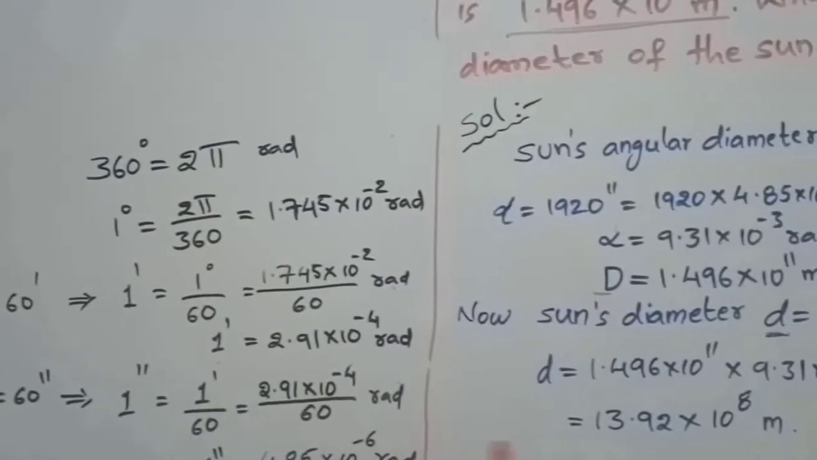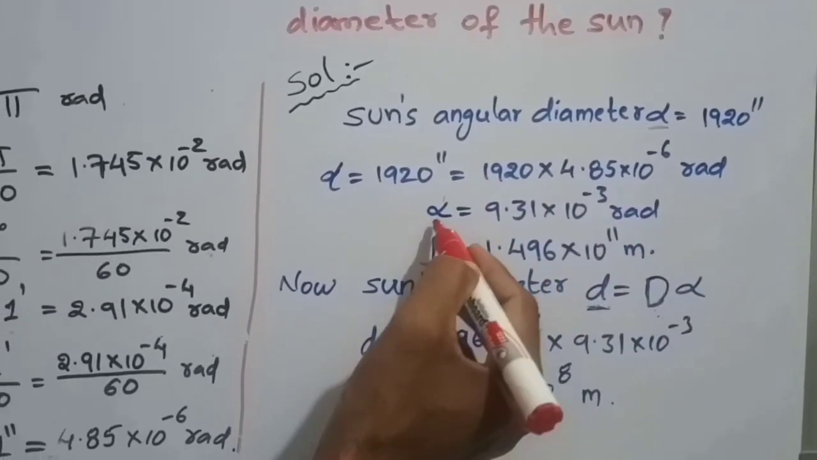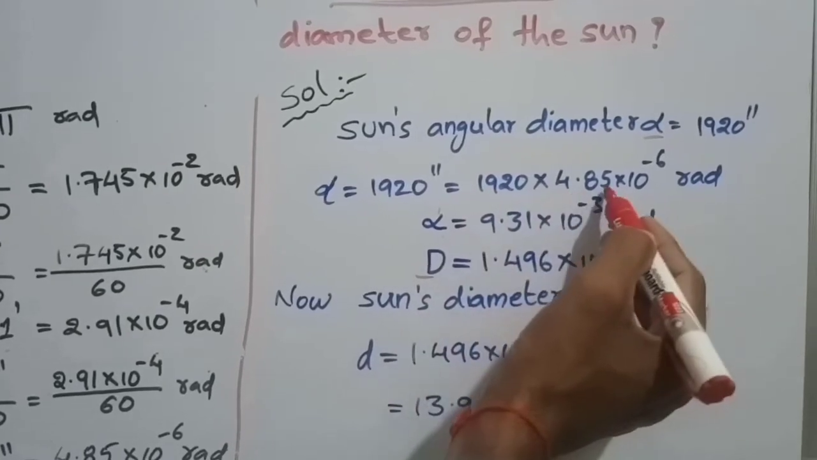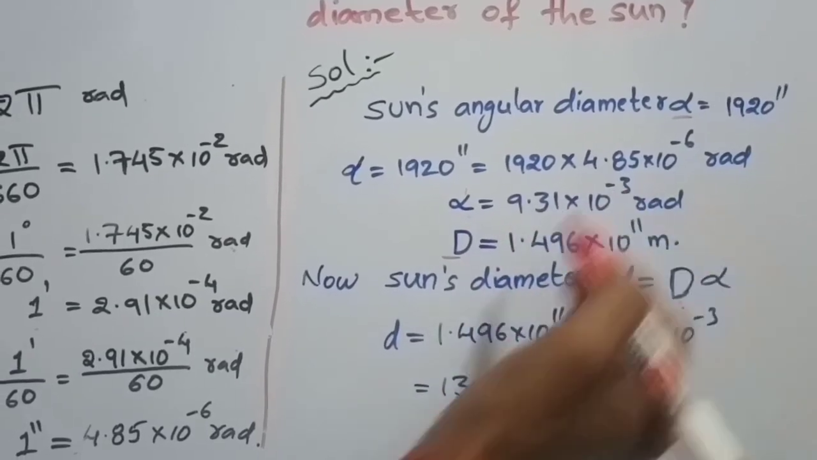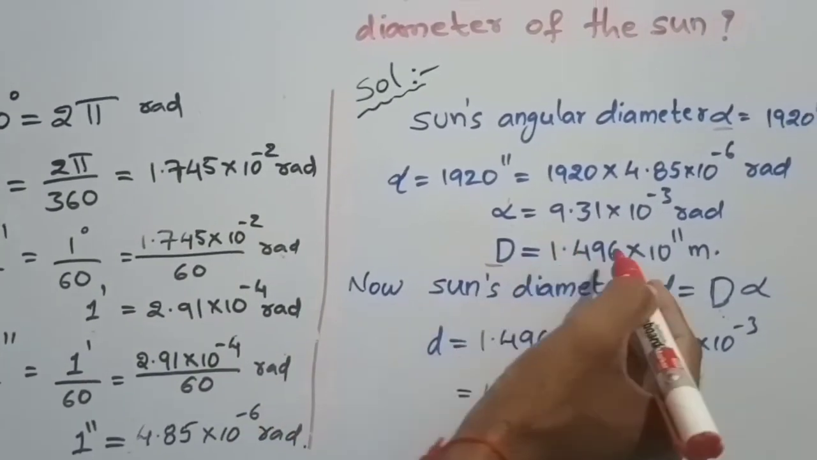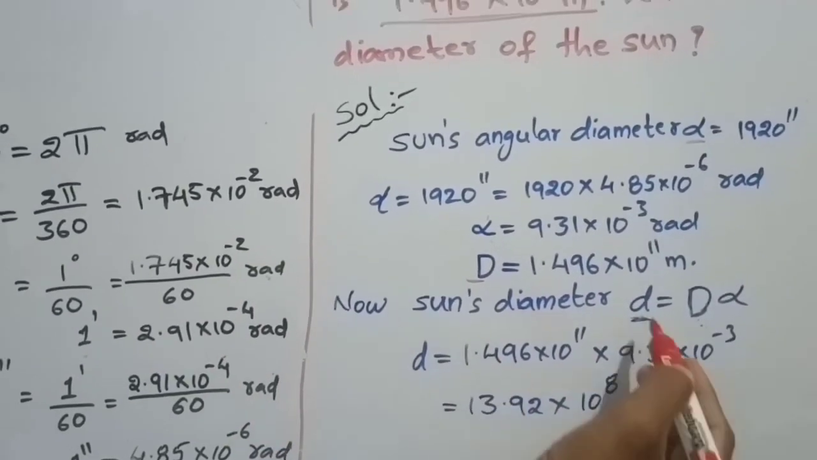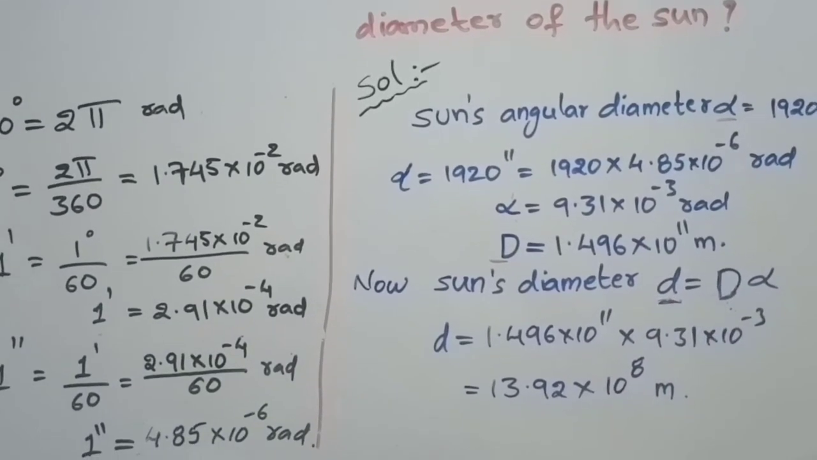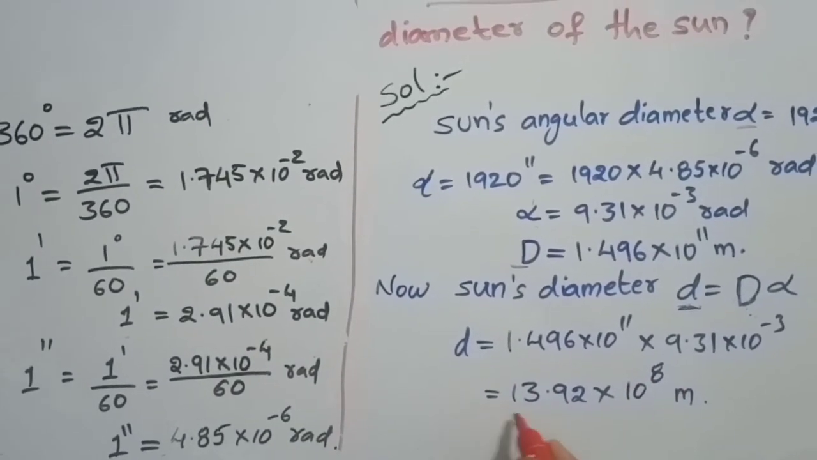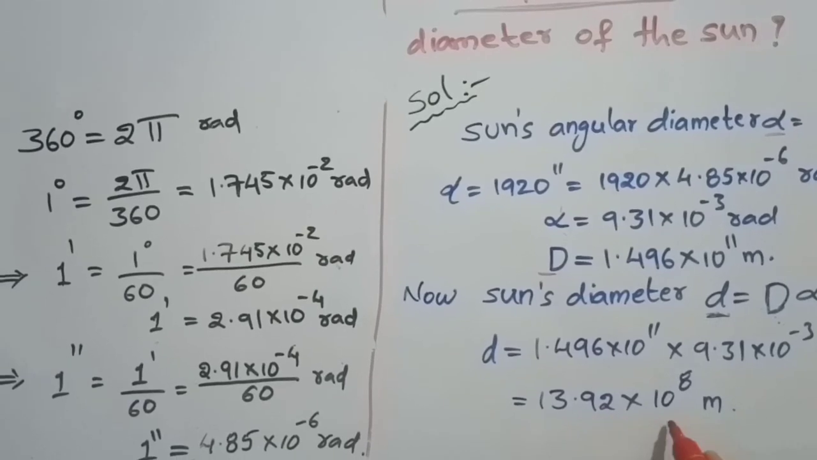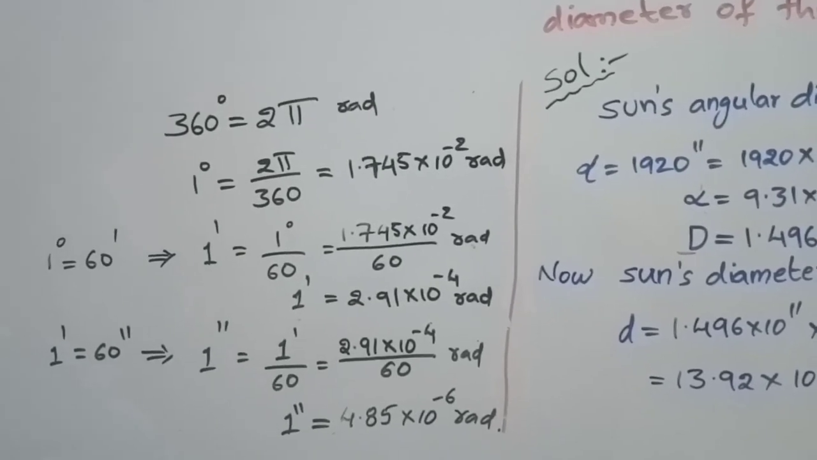By using this conversion factor, we convert 1920 seconds into radians. Alpha is equal to 1920 into 4.85 into 10 to the power of minus 6 radians, which is equal to 9.31 into 10 to the power of minus 3 radians, and capital D is 1.496 into 10 to the power of 11 meter. Now the sun's diameter is equal to distance into angular diameter. By substituting D and alpha values, we get the answer: the diameter of the sun is 13.92 into 10 to the power of 8 meter. This is one problem based on the parallax method.